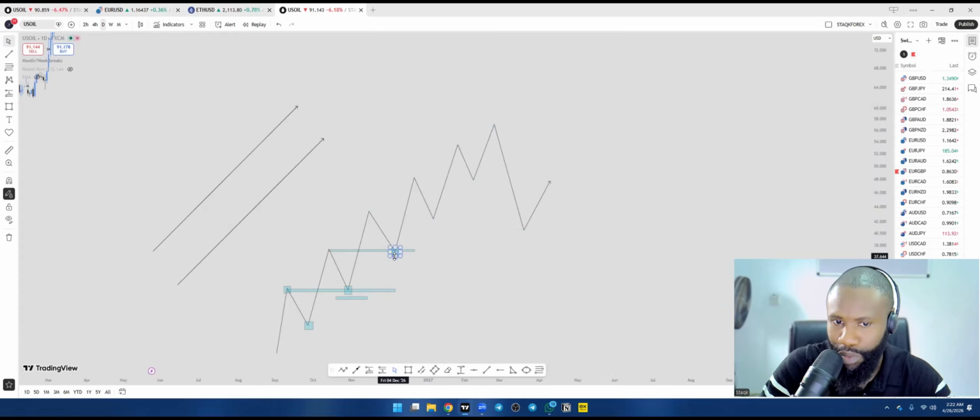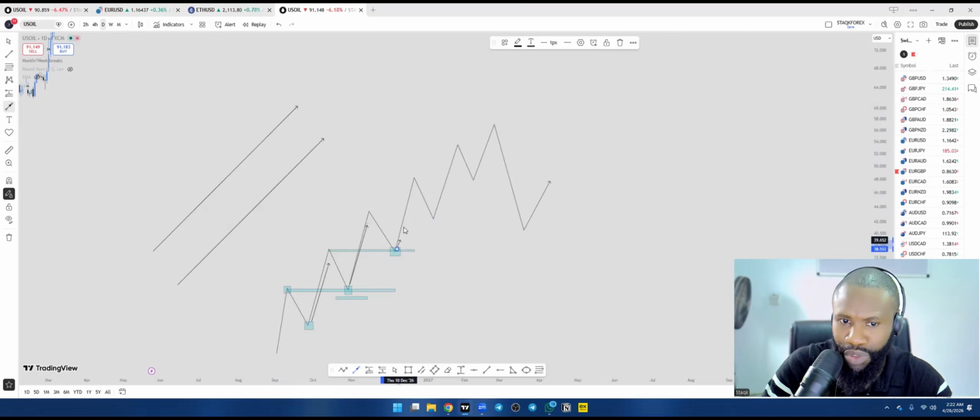You buy from here. So what we are catching is this push phase, not the correction phase. This push phase is what we are looking for. We just need to cut out all the noise.